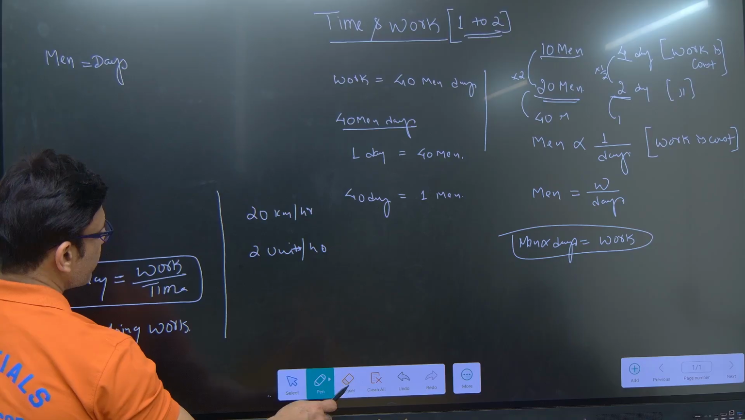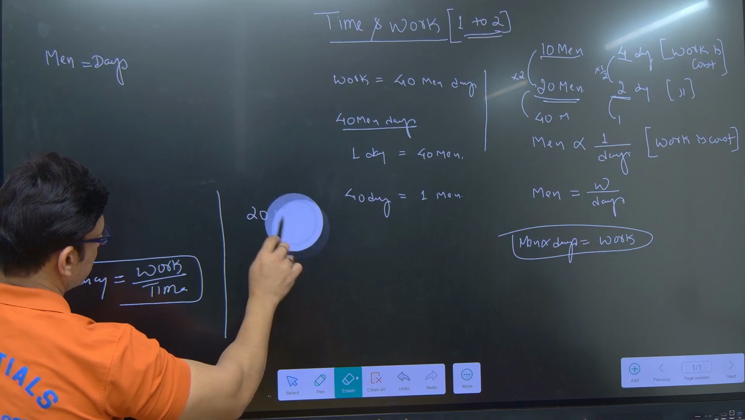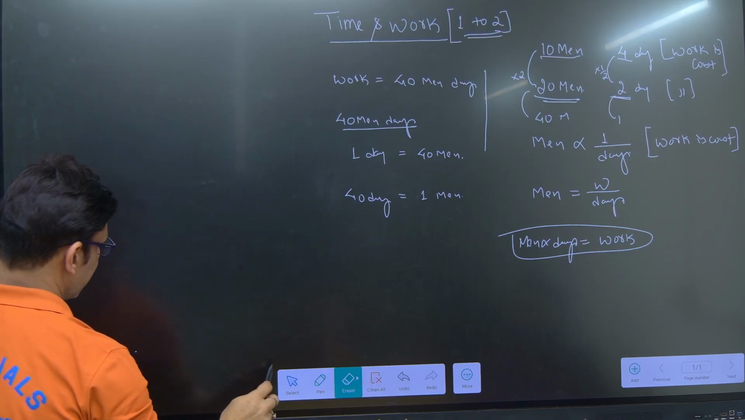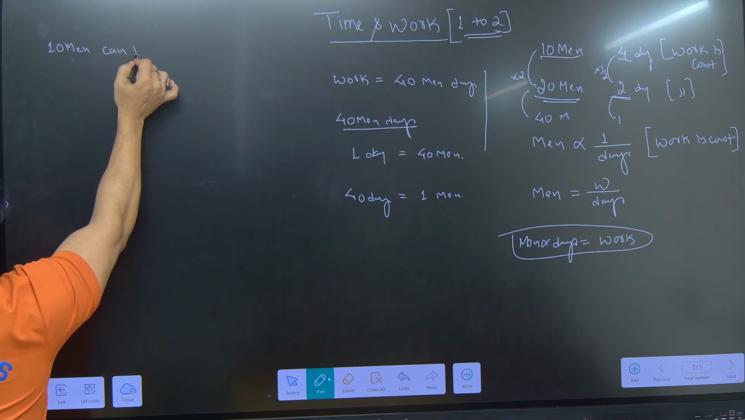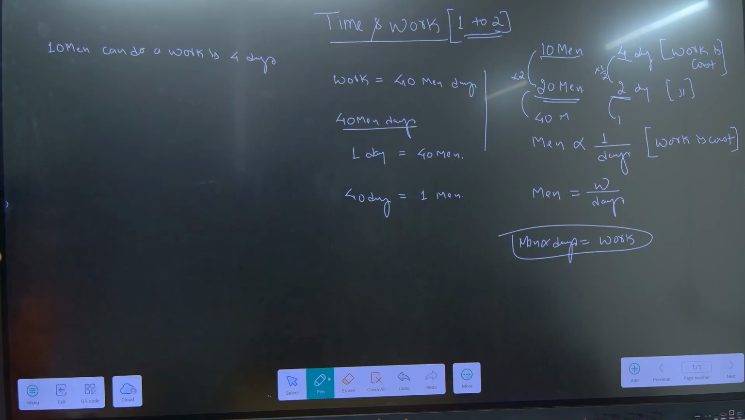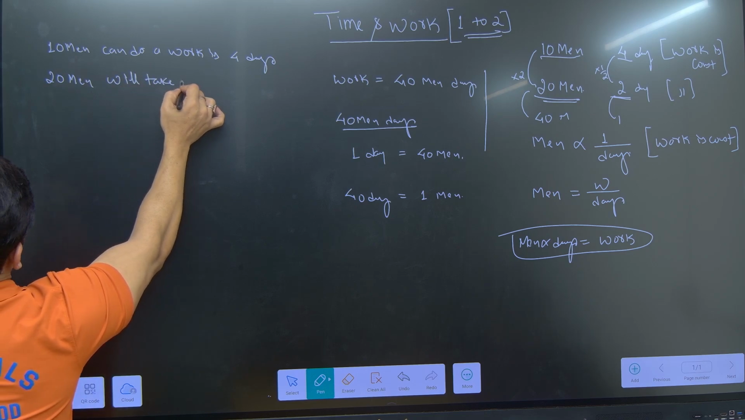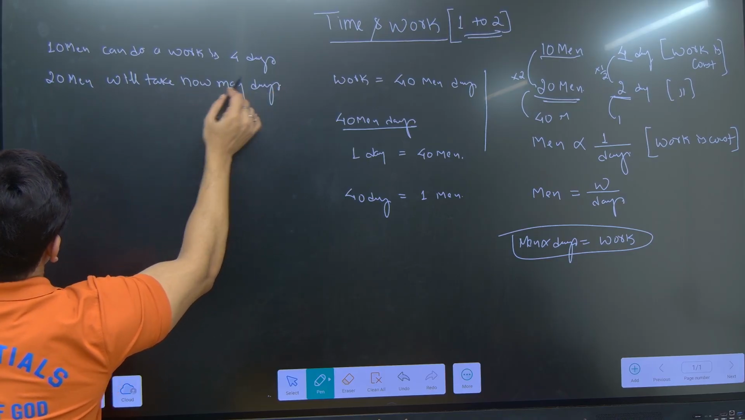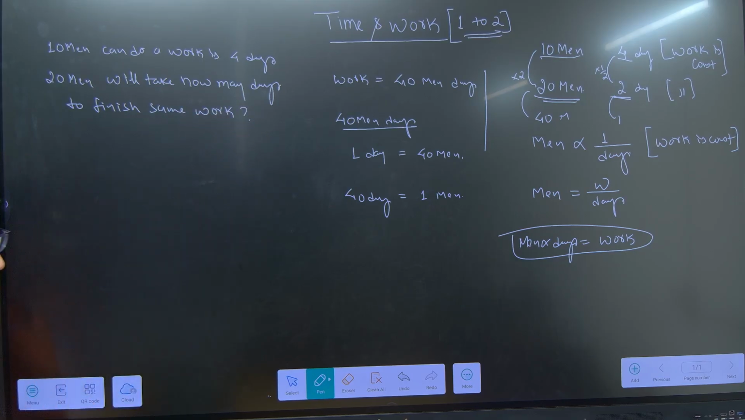Clear? Okay. Now, let's say we have a question where it's given that there are, let's say, 10 men and they do a work in 4 days. I'm just writing the same problem, how to approach the problem by using formula. There are 10 men, they can do a work in 4 days. Then 20 men will take how many days to finish the same work? I'm doing exactly the same question.